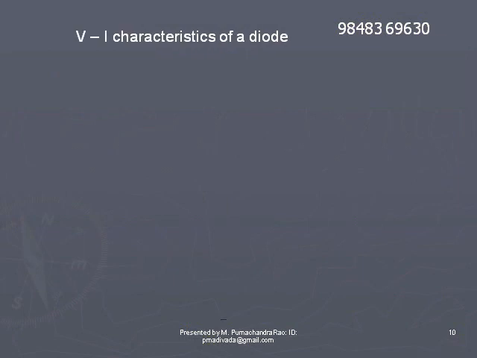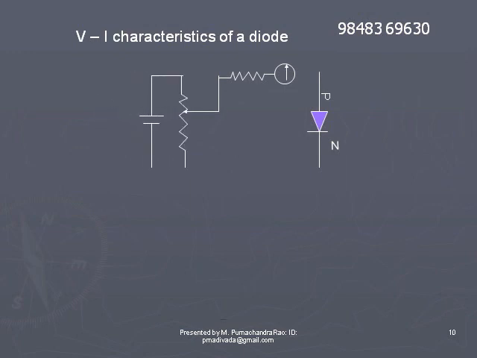Voltage-current characteristics of a diode, VI characteristics of a diode. Generally we call this the characteristics of a diode, the relation between voltage and current in a diode. To study this, let us take a circuit. Here a PN diode is taken, and an ammeter and resistance are connected in series, and a variable voltage is taken as the source on the left side.